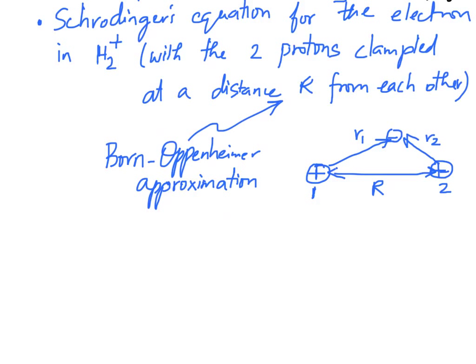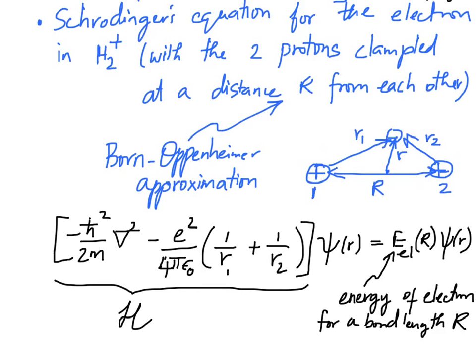So we're going to set up the Schrodinger's equation for our electron in a potential that is created by these two fixed protons. And here is the Schrodinger's equation. Okay, so we have a big Hamiltonian here, which I'm calling H. So this whole thing here is our Hamiltonian operator. This again, remember, is the time independent Schrodinger's equation for this system.